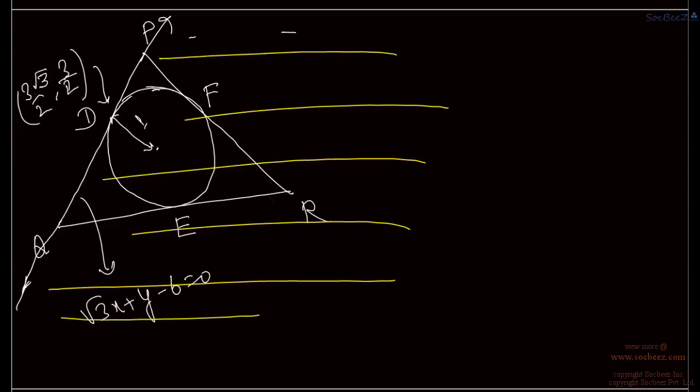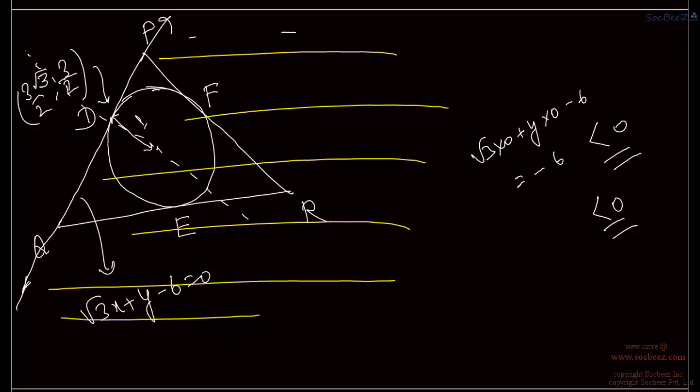If we see the position of the origin, root 3 into 0 plus y into 0 minus 6 is equal to minus 6, so this is less than 0. If we substitute the position of the center in this line PQ, then it should also be less than 0, right? Because it is given that these are on the same side. Now let us find the equation of the line on which the center lies.